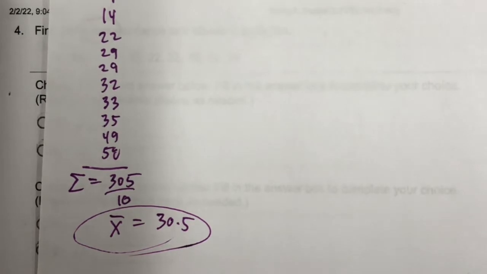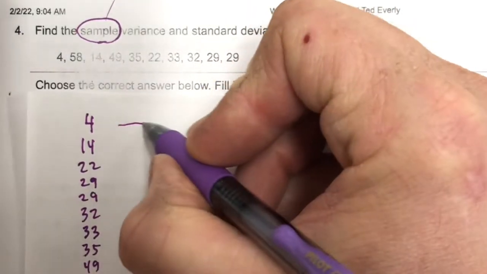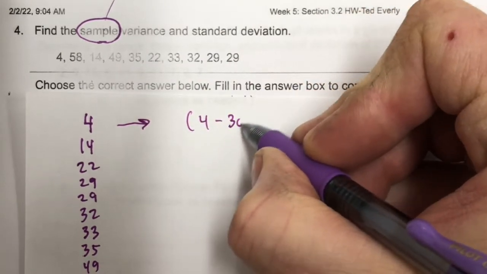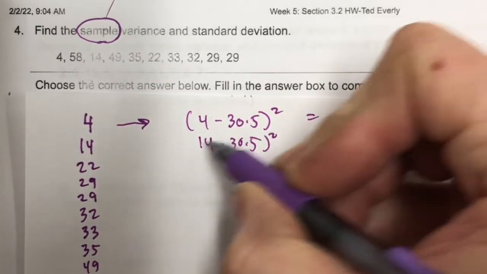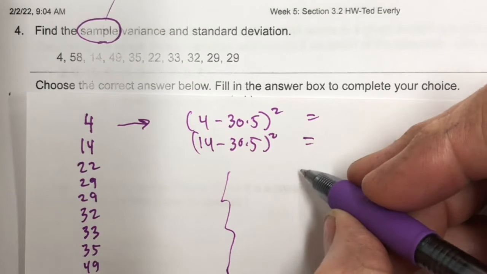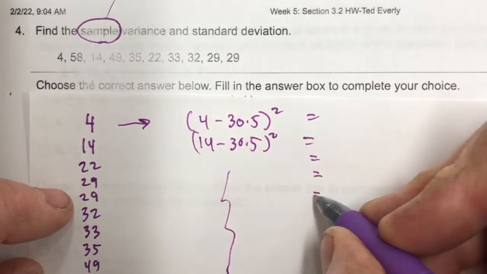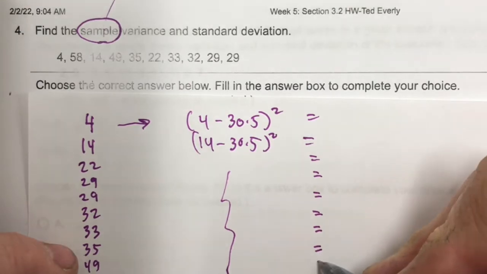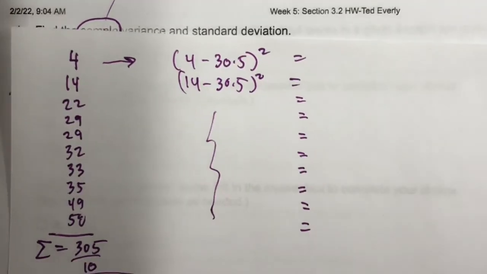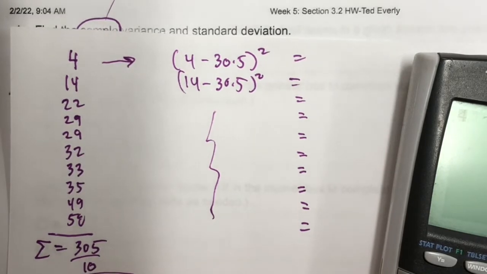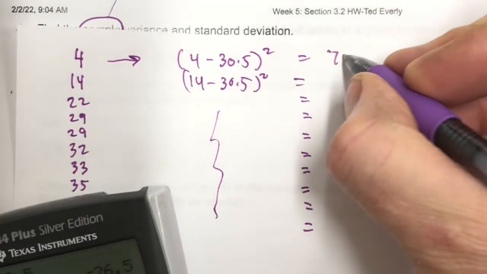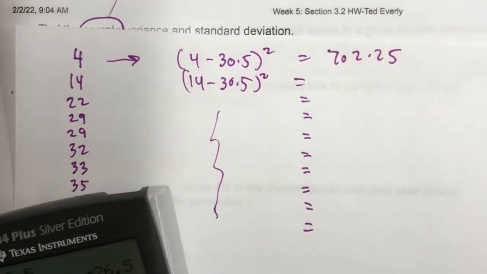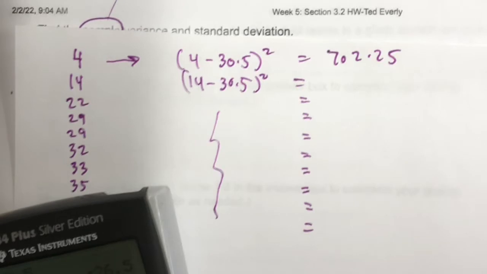X bar is 30.5. And so now what I do is I take each one of these, 4 minus 30.5, and I square it. I'll do 14 minus 30.5, and I square it. I'm not going to write all these down, but I'm just going to punch them in here. So I got 4 minus 30.5, enter, square, enter. That's 702.25.